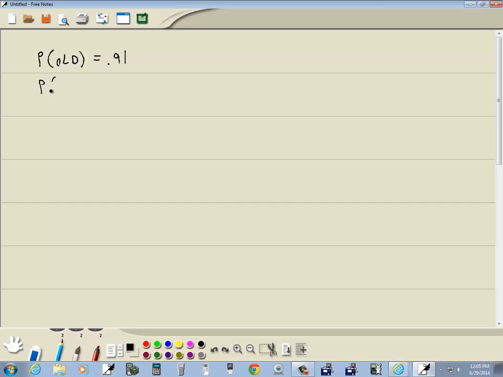And even though they're not technically correct, let me say old and new. It's easiest to keep this in very simple words, even if it's not technically the same. Well, if it's 91% probability it's old, then it's a 9% chance it's new. They have to add up to 100%.